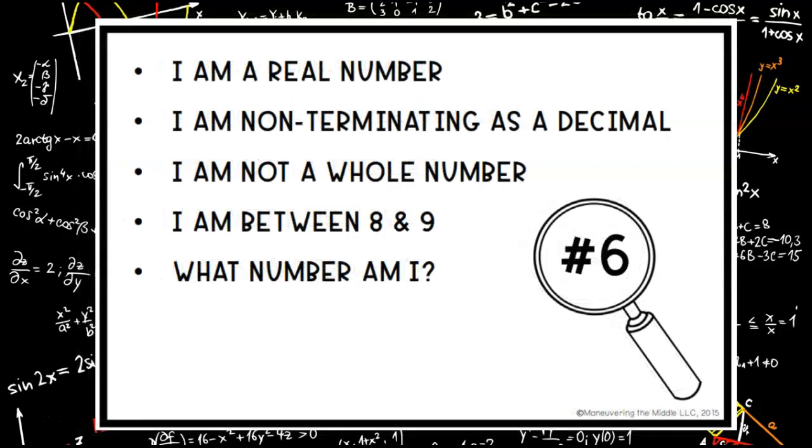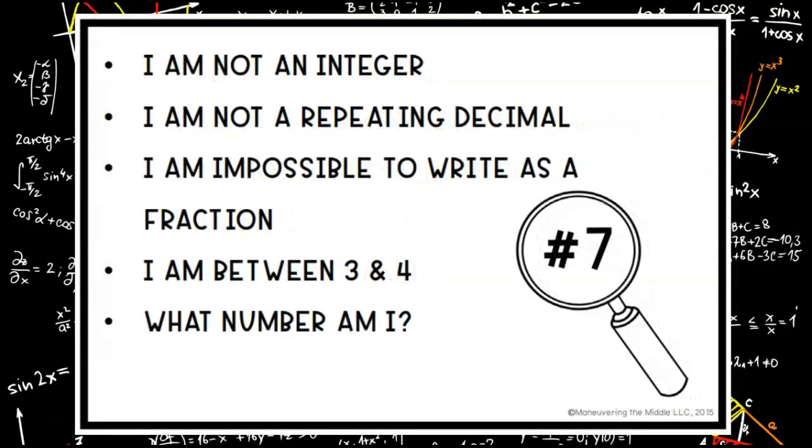Number 6, I am a real number. I am non-terminating as a decimal. I am not a whole number. I am between 8 and 9. What number am I? Number 7, I am not an integer. I am not a repeating decimal. I am impossible to write as a fraction. I am between 3 and 4. What number am I?